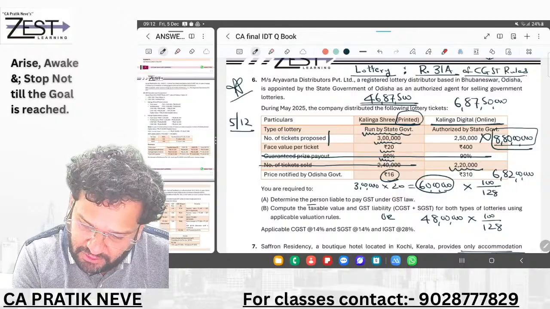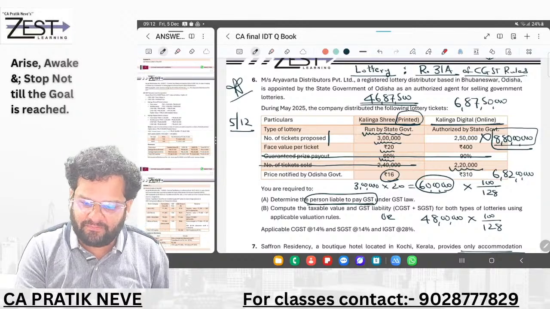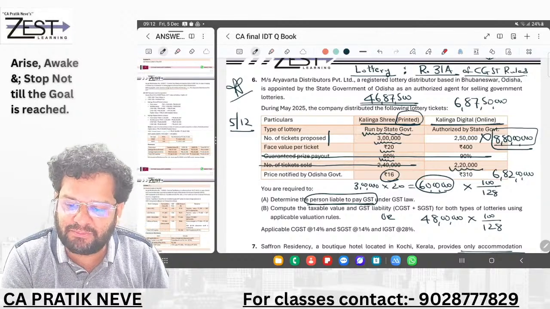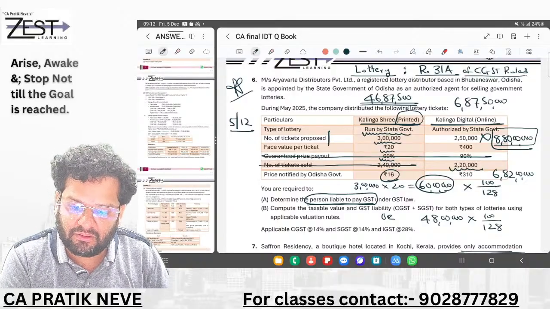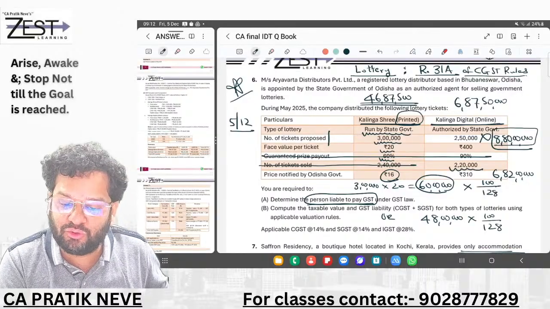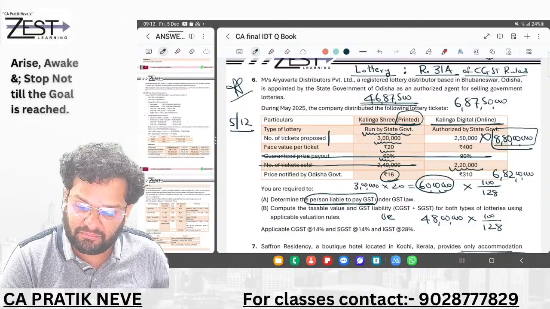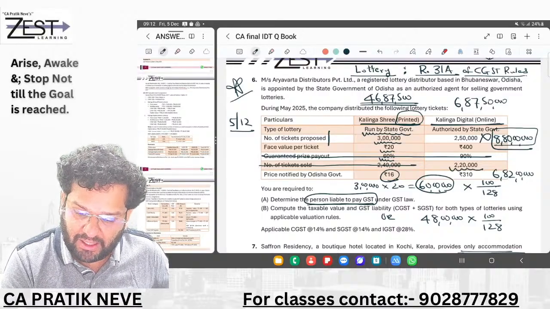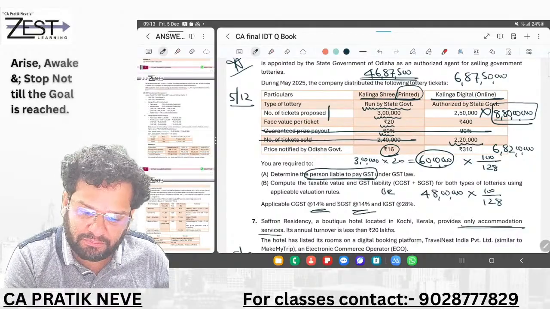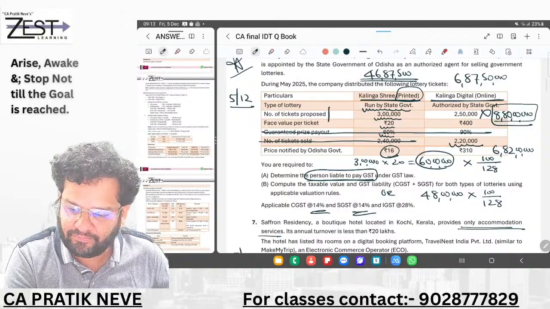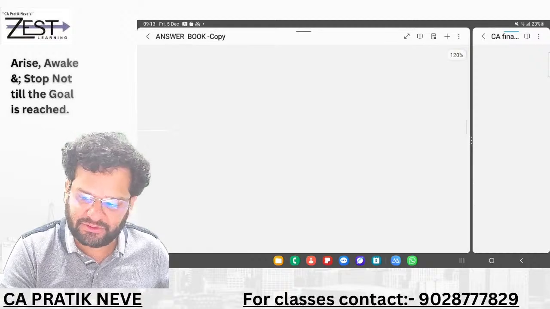Now determine the person liable to pay GST. The person liable to pay GST is the one on reverse charge basis. Means not the lottery distributor, not the person who is conducting the lottery, but the agent. Okay, and the values we have calculated, and GST on that at 14% each we will calculate. So see how it happens.